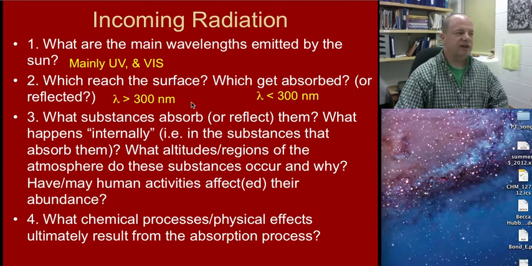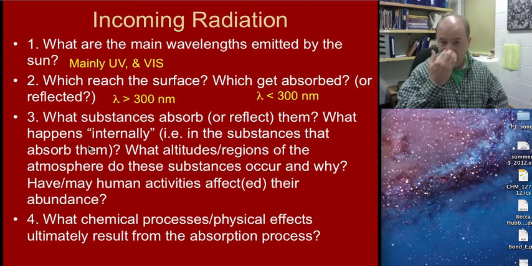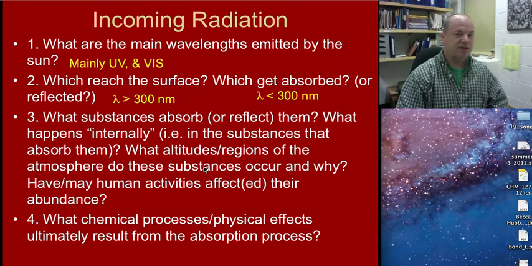So this is the cutoff that's a little bit below the UV. So the UV that goes between 300 and 400 nanometers actually makes it all the way to the surface. The UV that's below 300 nanometers gets absorbed in the ozone layer and does a bunch of stuff there. Stay tuned. We will talk about chemistry of the ozone layer in the next lesson. This lesson, we're going to focus on the reflected radiation.